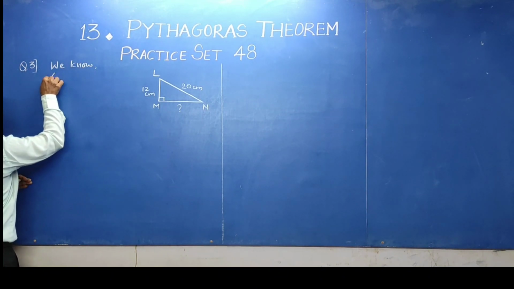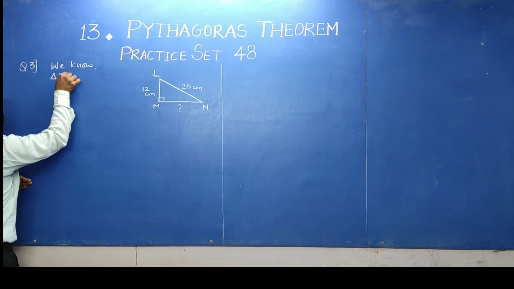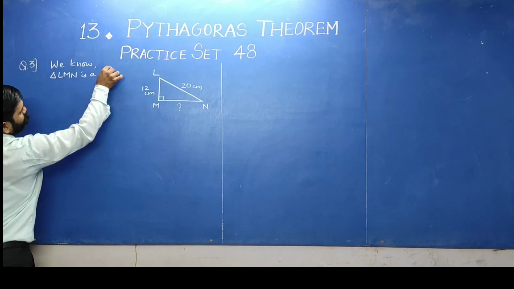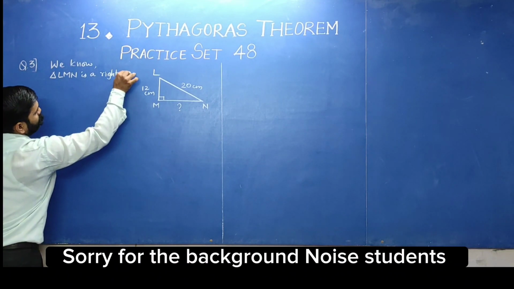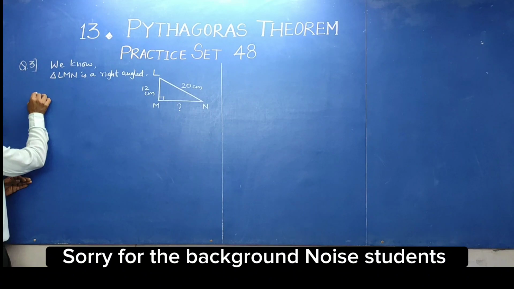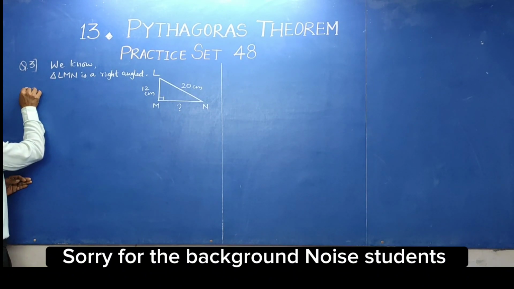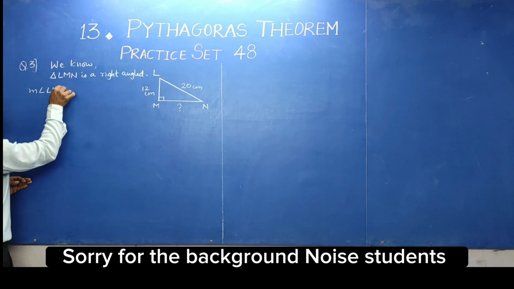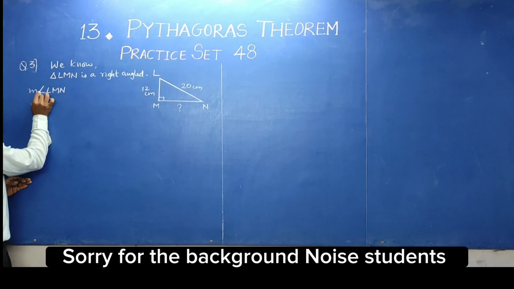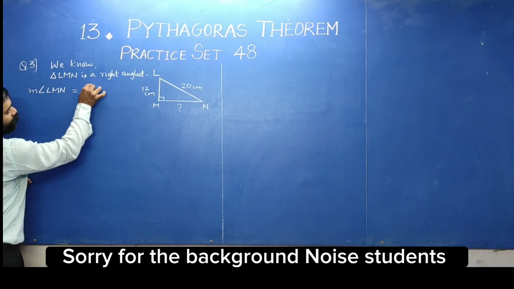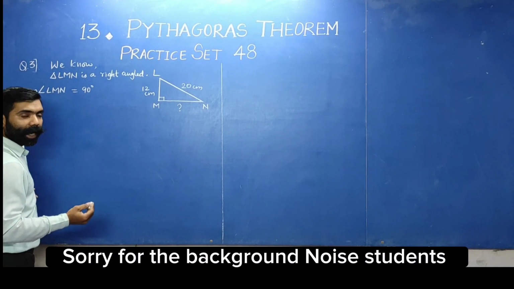What we know? Triangle LMN is a right angle triangle. Okay. Measure of angle LMN is equal to 90 degrees. Measure of angle M is given as 90 degrees.